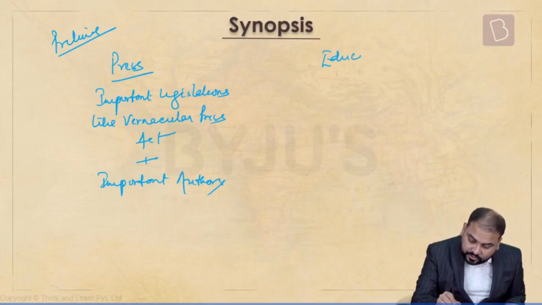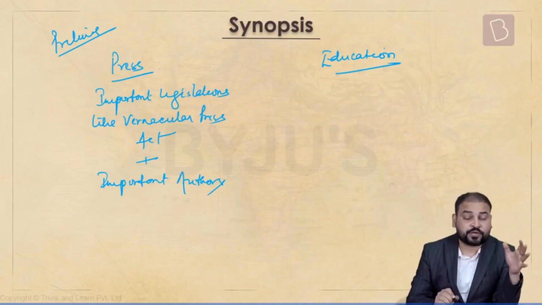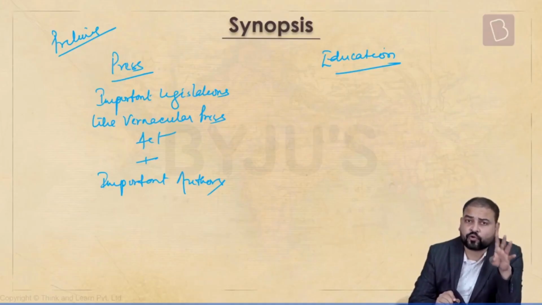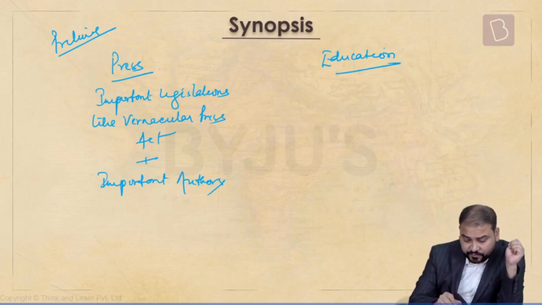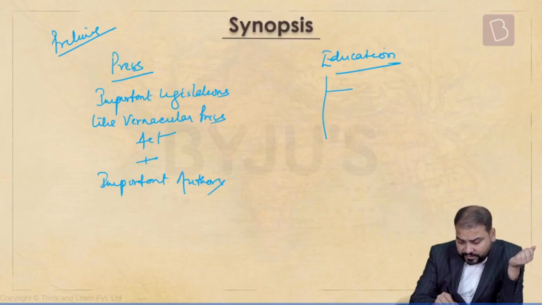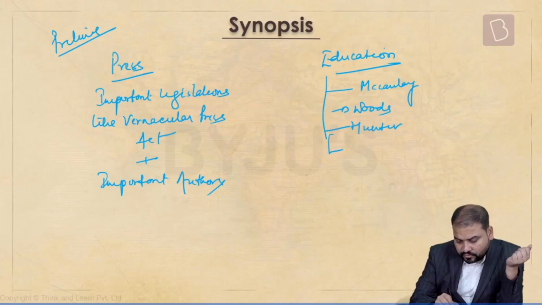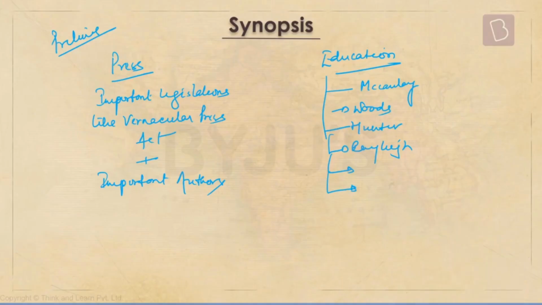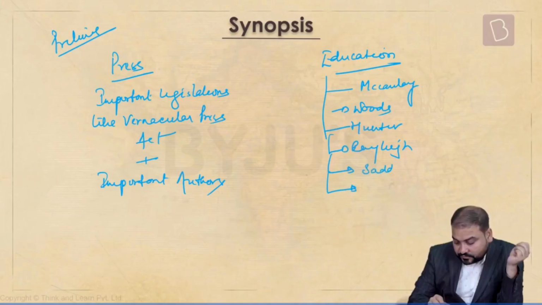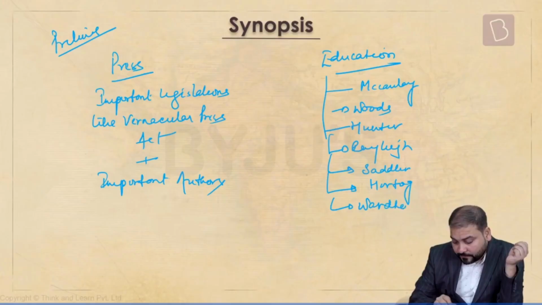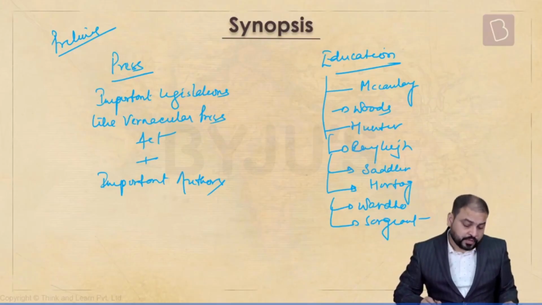Similarly, we'll look at the chapter on education. Lots of prelims questions; I think in the last 5 years, at least 4 prelims questions have come from this section. And we'll look at all the important committees like the Macaulay Committee, Wood's Dispatch, Hunter Commission, Raleigh Commission. Then we had the Sadler, Hartog, Gandhiji's Wardha Plan, and Sargent. All these different plans will be looked into.